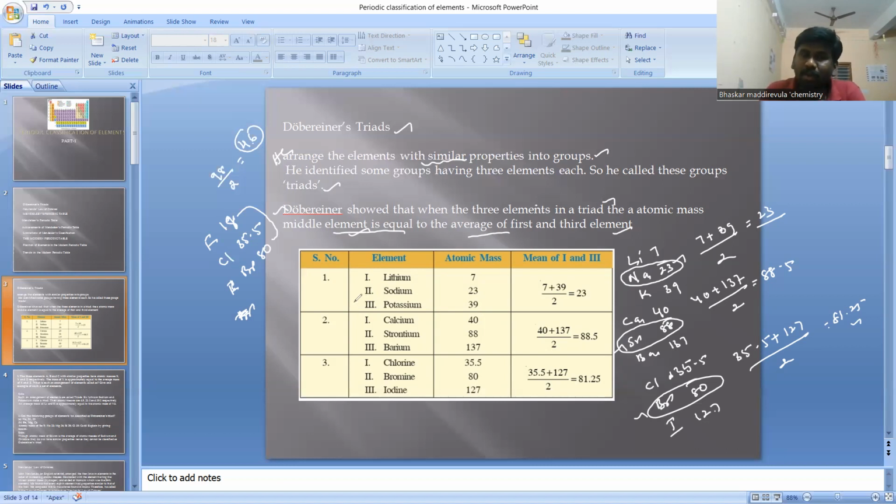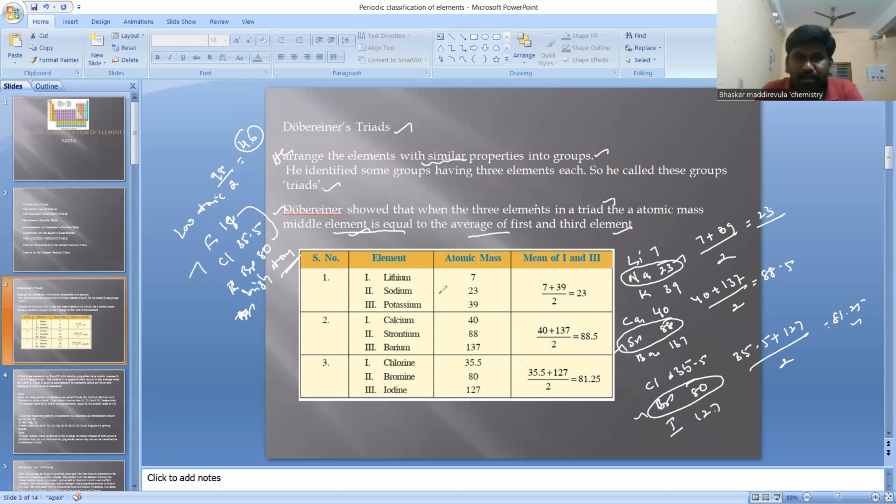Why? Because this method is not applicable to elements which possess very low atomic mass and high atomic mass. To those elements, we can't apply it. So this is one of the limitations.